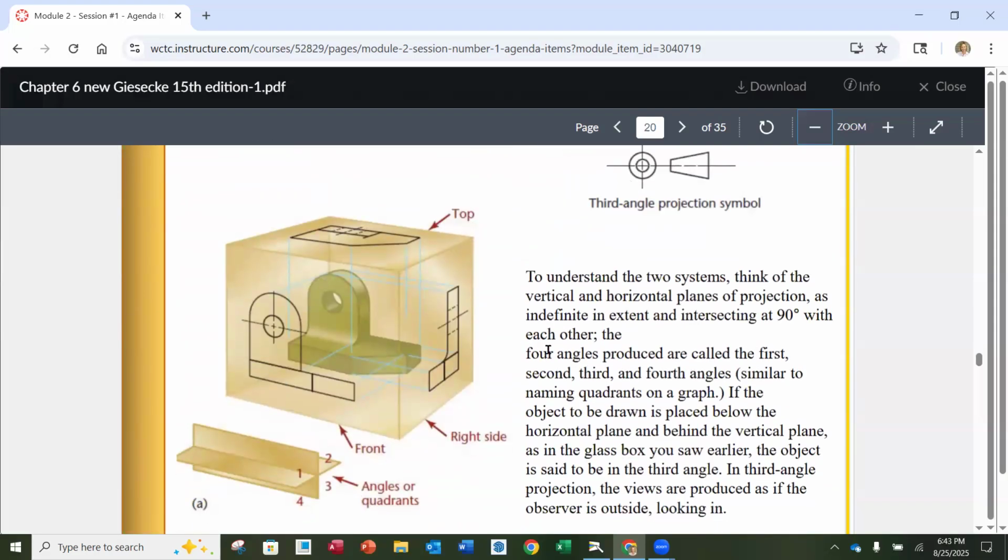Third angle projection. Third angle projection is in the United States and in Canada, nowhere else in the world. You know how the rest of the world got the metric system, right? Ours, God darn it, really?